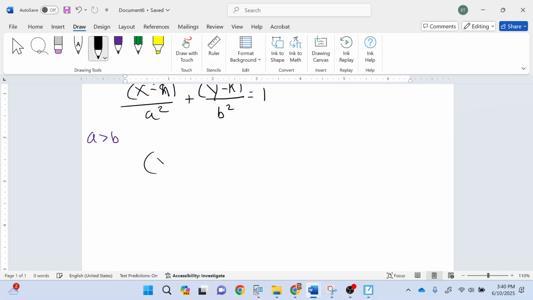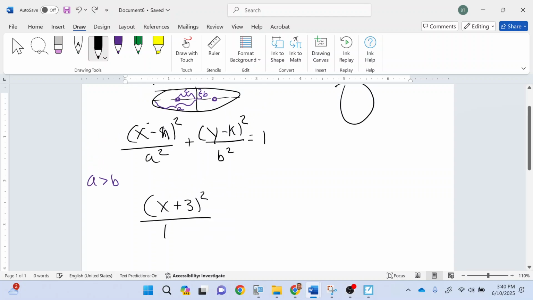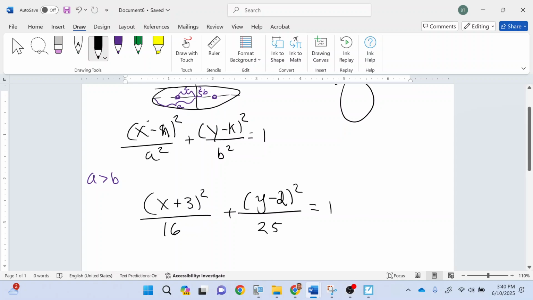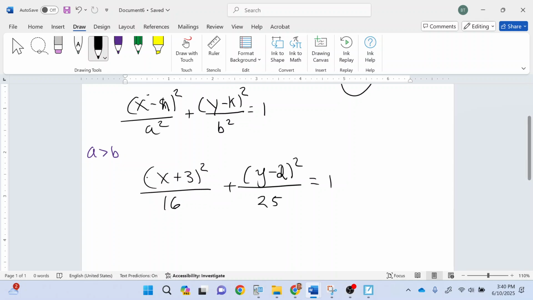In this question, let's say (x plus 3) squared over, let's say 10. No, I need a nice clean square, 16. Plus (y minus 2) squared over 25, that equals 1. So the question is here, please tell me what is the foci.